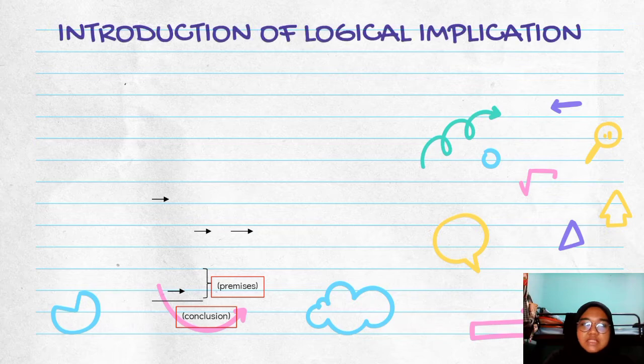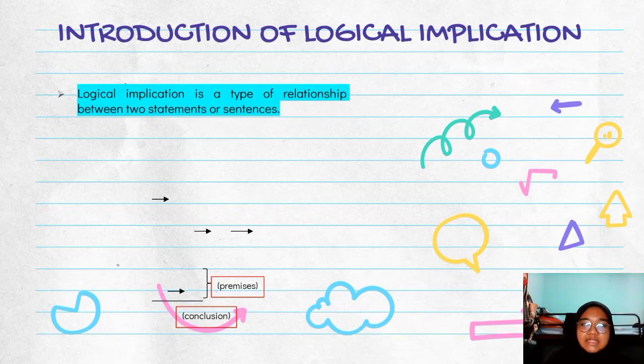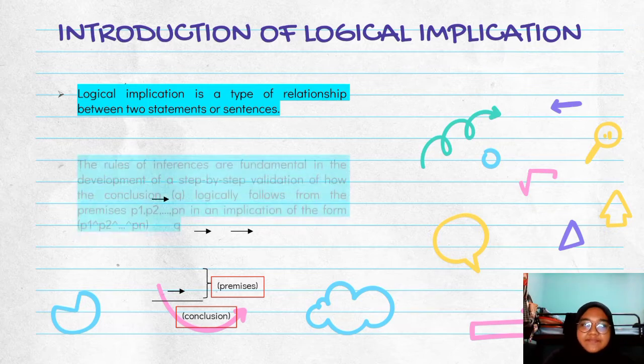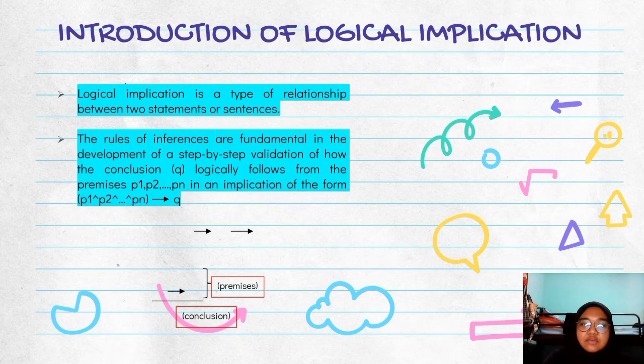First, I want to present about the introduction of logical implication. Logical implication is a type of relationship between two statements or sentences. The rules of inference are fundamental in the development of a step-by-step validation of how the conclusion Q logically follows from the premises P1, P2 and more, in an application of the form P1 ∧ P2 ∧ others implies Q.